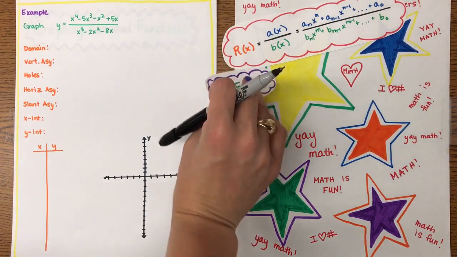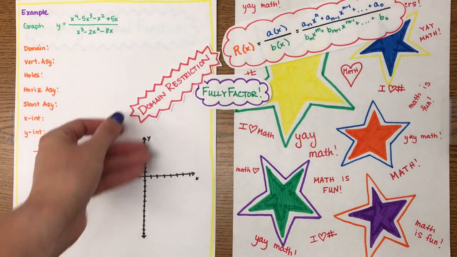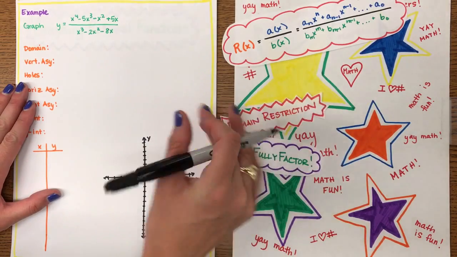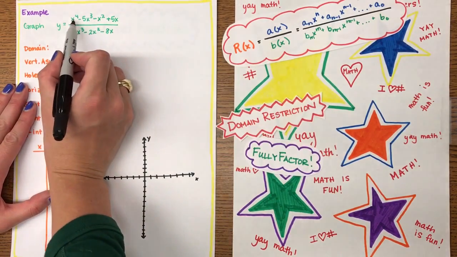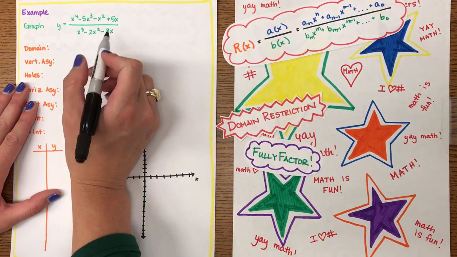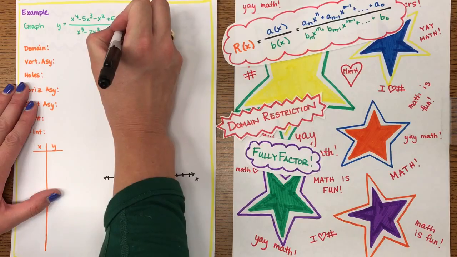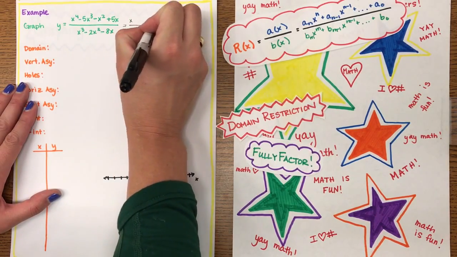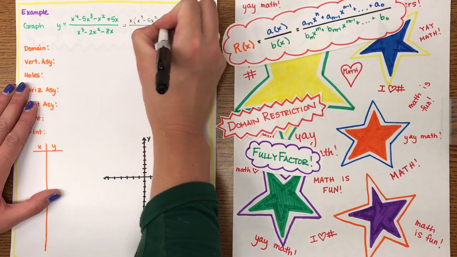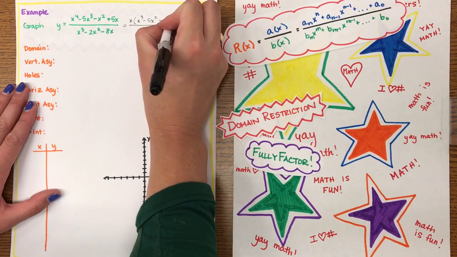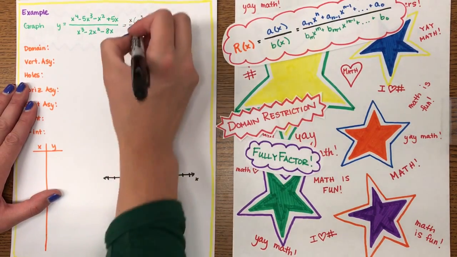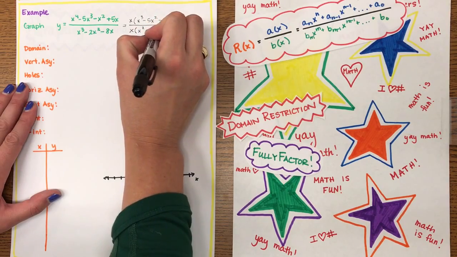So the first thing we want to do is fully factor the problem because we want to find our domain restrictions. Fully factoring in this particular problem is a little bit more complicated because I have a fourth degree polynomial in the numerator. One thing that will decrease the complexity is that I have a common factor of x in the numerator that I can factor out, giving me x cubed minus 5x squared minus x plus 5. And I can pull out a common factor of x in the denominator, leaving me with x squared minus 2x minus 8.